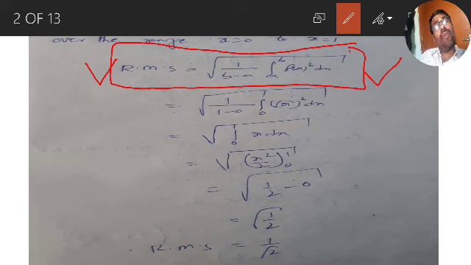Mean value is 1 by b minus a integration a to b f of x dx. No square root business, no square business. It is 1 by b minus a integration a to b f of x dx. That is a mean. In the last class we learned what is a mean and how to find the mean for several problems. Now this class we are going to learn about RMS value.